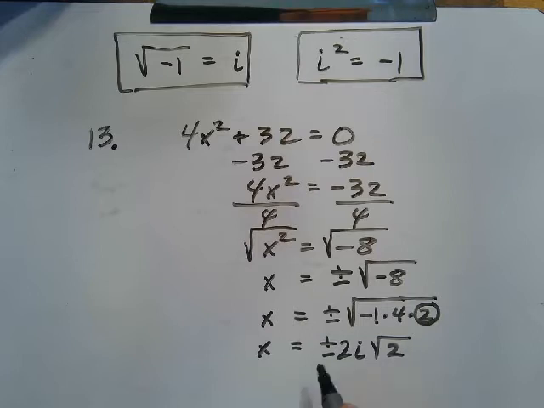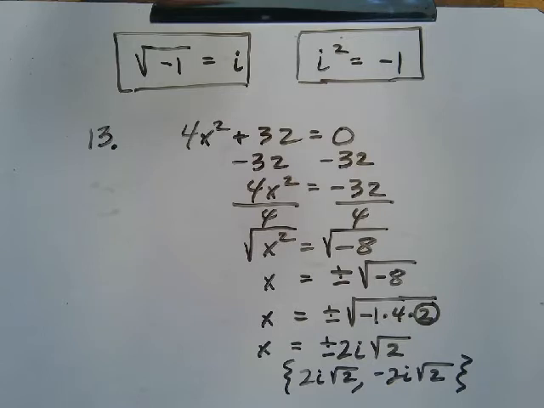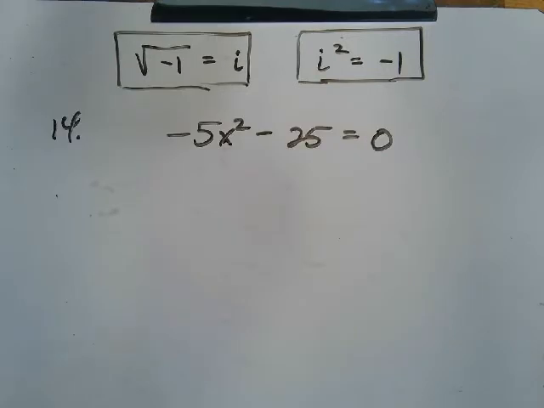So we could write it this way, or you could write it separately: 2i root 2 and -2i root 2. I'm not sure how your book does it, but both answers can be written separately, or you can just combine them together. Well, there it is. It's the same process. Let's do another one, number 14. All right, let's solve this one the same way.